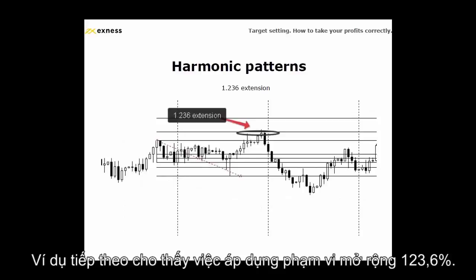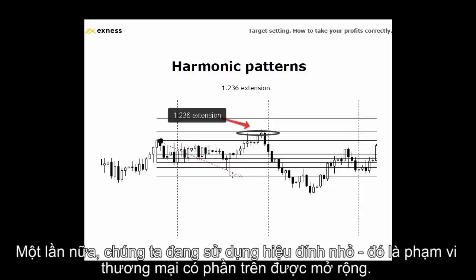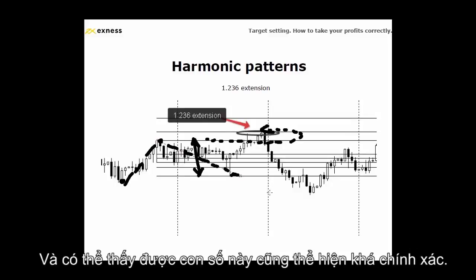The next example is showing application of range bound extension, which is 123.6%. It is daily chart of Canadian dollar or American dollar versus Canadian dollar, and you see that again we are using small correction. It is trading range which is being extended to the upside, and we see that this number works also pretty accurately.